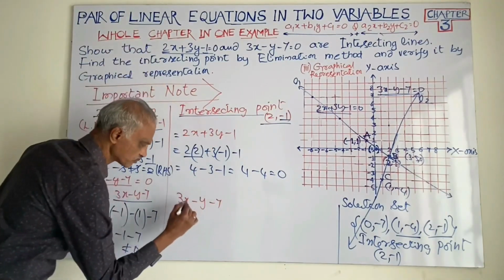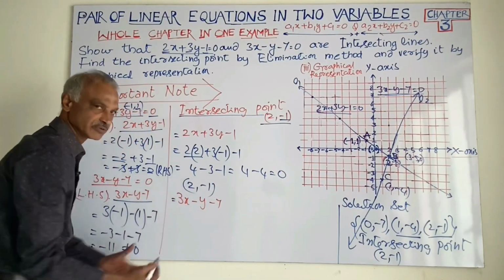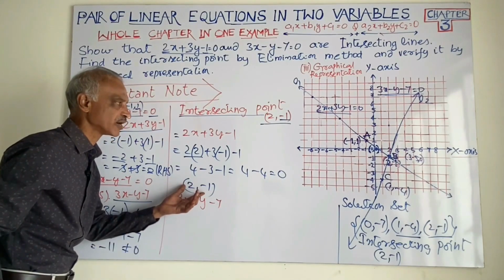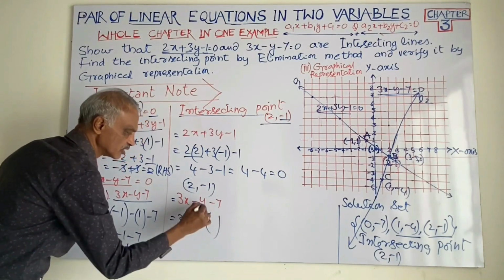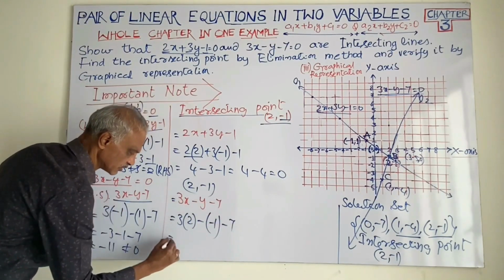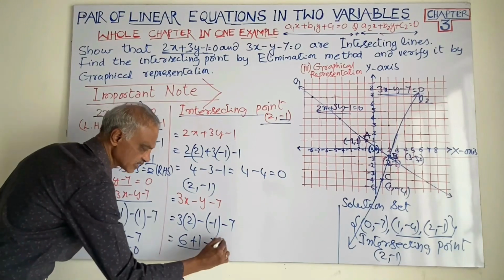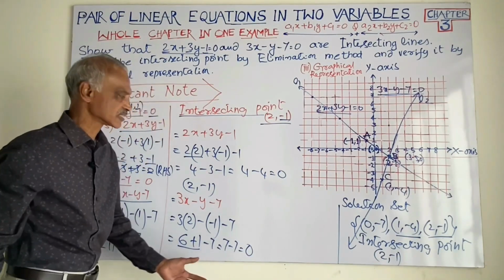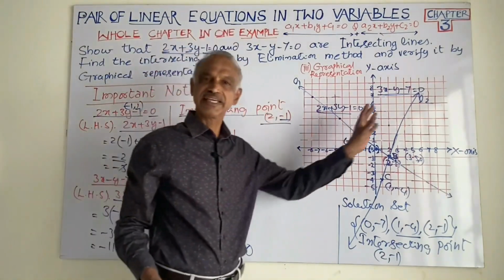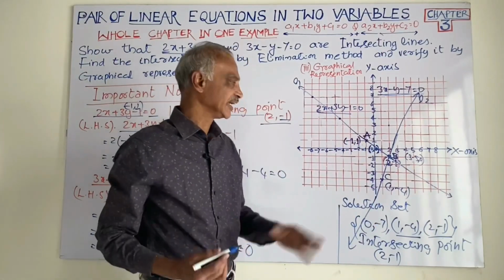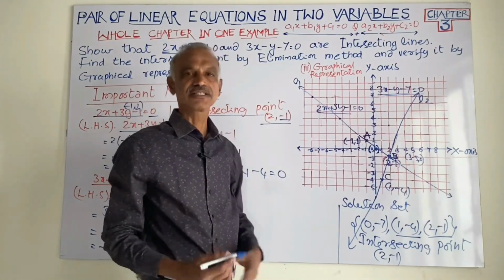Next, you substitute (2, -1) in this equation in LHS, you will get 0, because it is the intersecting point for both the equations. You observe 3 into 2 minus the value of y, which is -1, minus 7. 3 twos are 6, plus 1, minus 7. 7 minus 7, you are getting 0. If you substitute the intersecting point, it will satisfy both equations, both lines, because it is passing through (2, -1), through this line and also this line. This is the intersecting point.